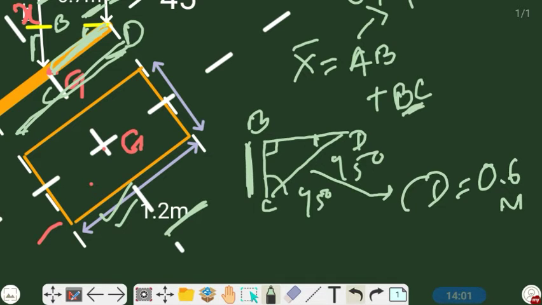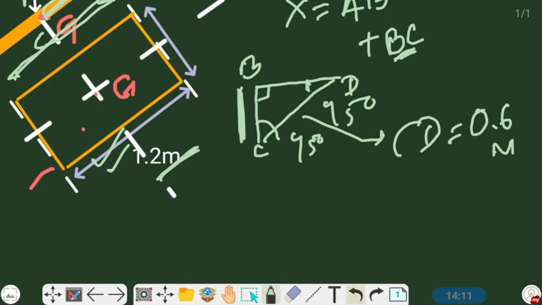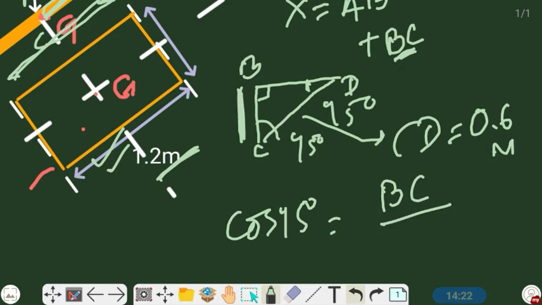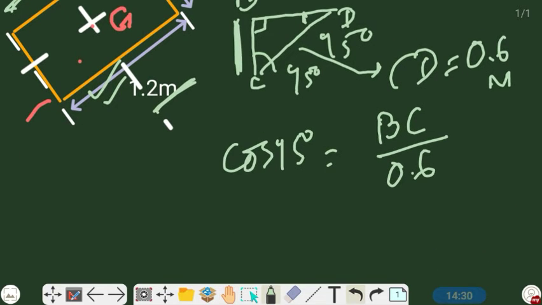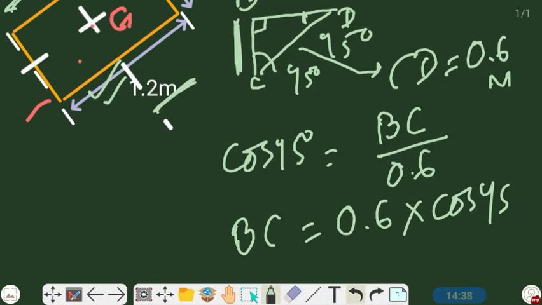So by applying cos theta, cos 45 will be b by h. I'm writing, cos 45 will be b by h, that is BC by CD. Yes or no? BC by CD, we know that CD is 0.6 meter. So BC from here can be found out. BC will be 0.6 into cos 45. Yes or no?